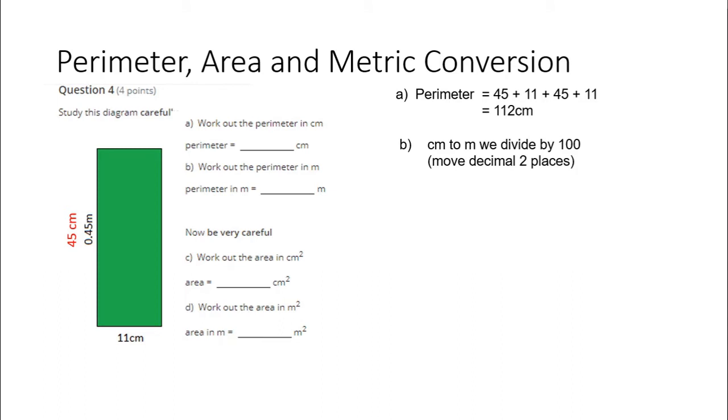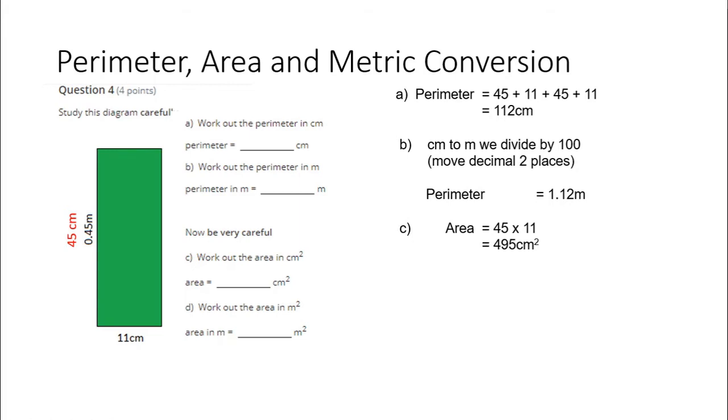Remember, from centimeters to meters, we divide by 100, so we'll move our decimal 2 places, making this a smaller number. So shifting our place values down 2 places, this is going to be 1.12 meters. C, we need to work out the area in centimeters. Now, we've already got this converted to centimeters here. My length is 45 centimeters and my width is 11 centimeters. So 45 times 11 gives us an area of 495 centimeters.